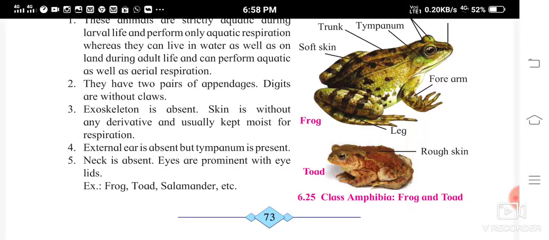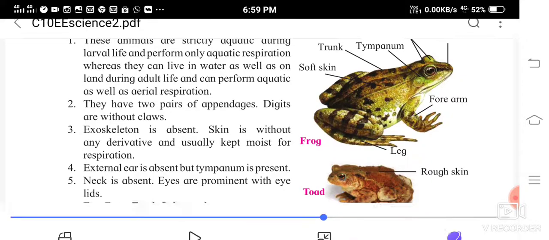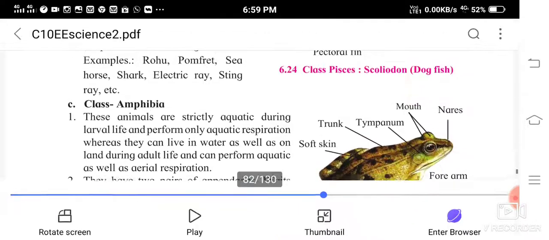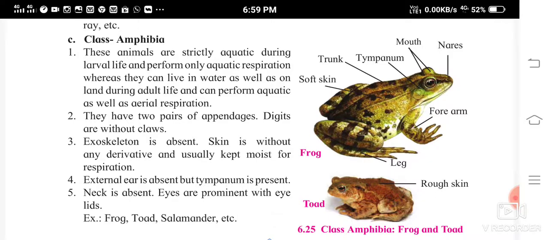Eyes are prominent with eyelids. Okay, so there are eyes and it is having eyelids also. Now examples are frog, toad, salamander, etc. So these are the examples. You see these frogs, especially now in the rainy season you find them, isn't it? See, the diagram also is important. This frog.